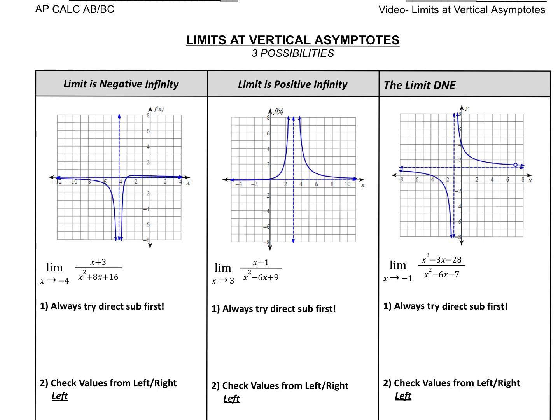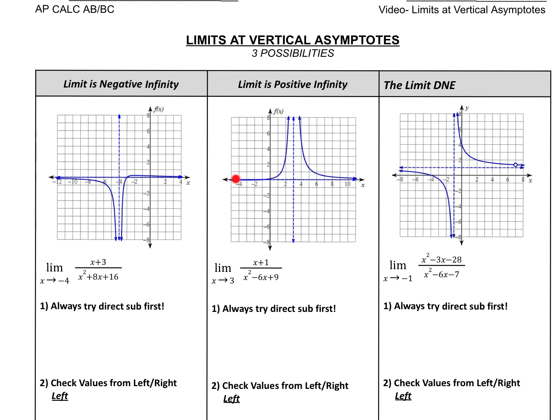Hi everyone, in today's lesson we're going to talk about limits at vertical asymptotes. Graphically, when we have a vertical asymptote, we have three possibilities. The first is that the limit from the left and the right is negative infinity. If you take a look at this example, you see how the left branch and the right branch are both approaching negative infinity. So in this situation, the limit would be negative infinity.